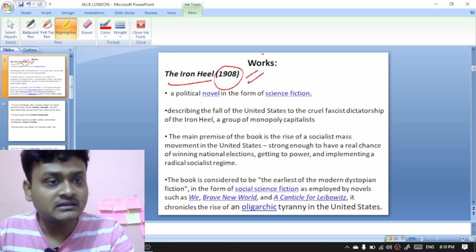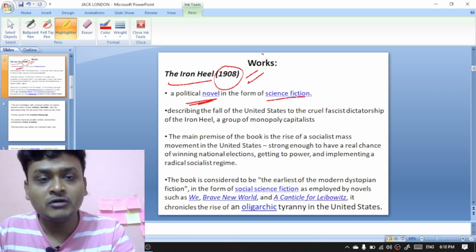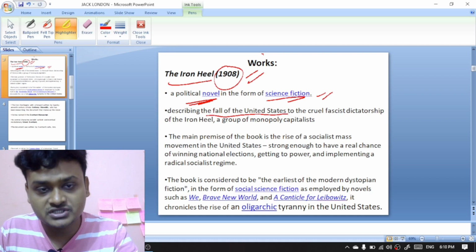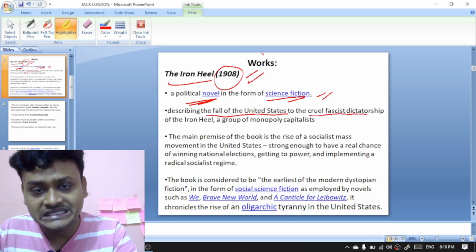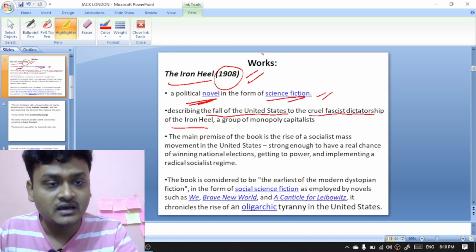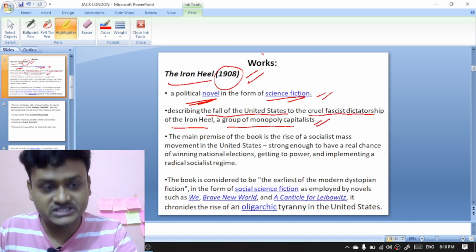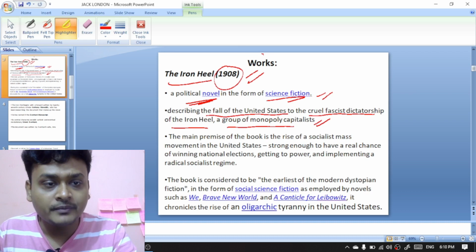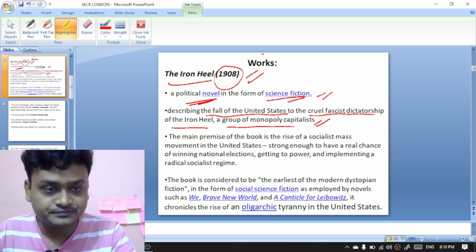The Iron Heel is a political novel in the form of science fiction. It describes the fall of the United States to the cruel fascist dictatorship of the Iron Heel, a group of monopoly capitalists. So what is the Iron Heel? The Iron Heel is a group of monopoly capitalists.